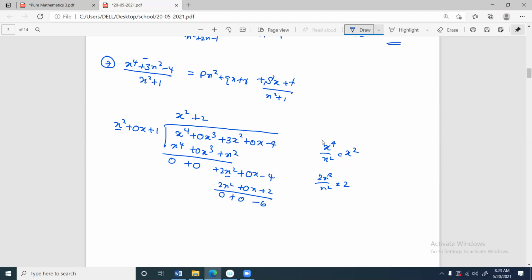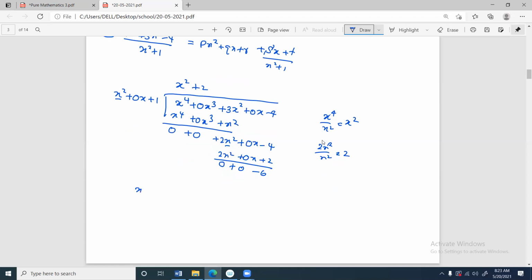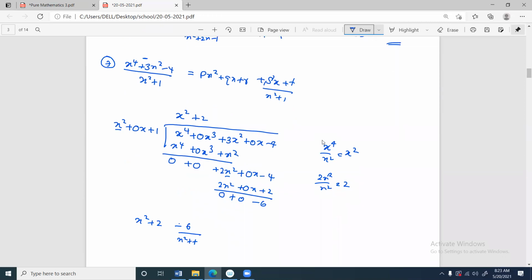Then you can write the final answer in this format: x squared plus 2, minus 6 over x squared plus 1. Now look at this expression. The x squared term is p, so you can write p equals 1. There is no x term, therefore you can write q equals 0. And r is a constant term, r equals 2.